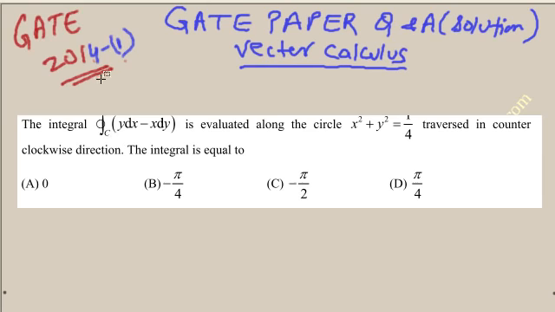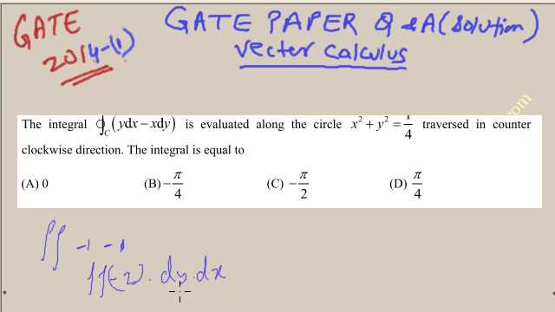This is another question from GATE 14. This is basically Green's theorem. If you know Green's theorem, this is equal to the double integration of, you differentiate it with respect to x, that means minus, and differentiate this with respect to y, so minus 1, so minus 2, that means minus 2 dy dx.